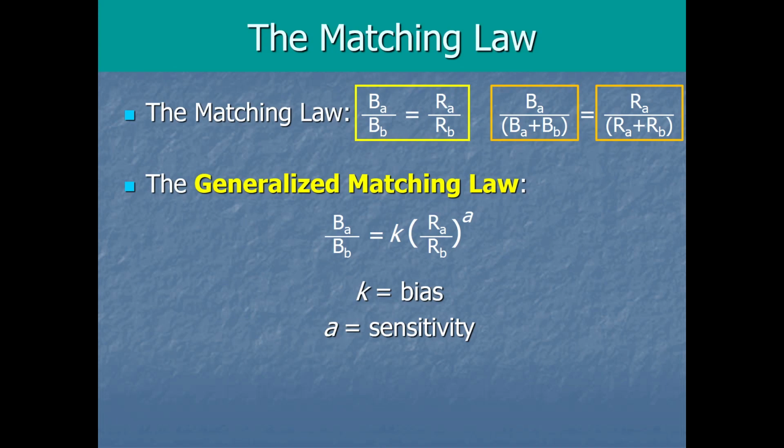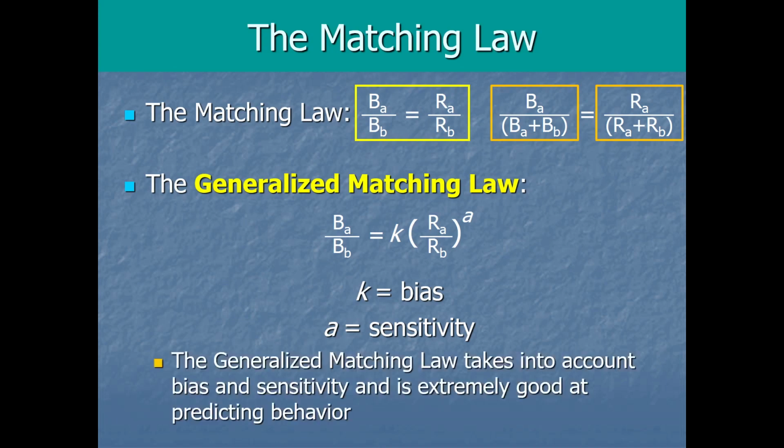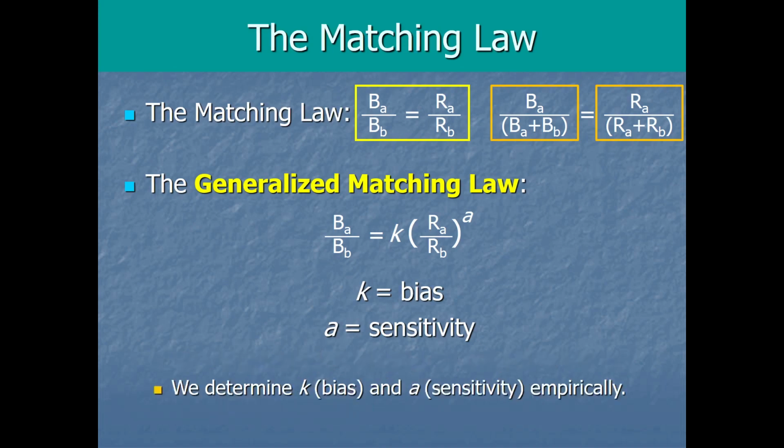Now, the key thing here is that this generalized matching law, by simply taking into account these two factors of bias and sensitivity, is extremely good at predicting behavior. It fits real life behavior out there in the real world super well across all sorts of contexts. Now, you might ask, where the heck do you get the number K to plug in for bias? And where do you get the number a to plug in for sensitivity? Right? Where do we get those numbers? If we're going to plug them into this generalized matching law to predict someone's behavior, what numbers do you throw in there? And the answer is we determine those empirically.